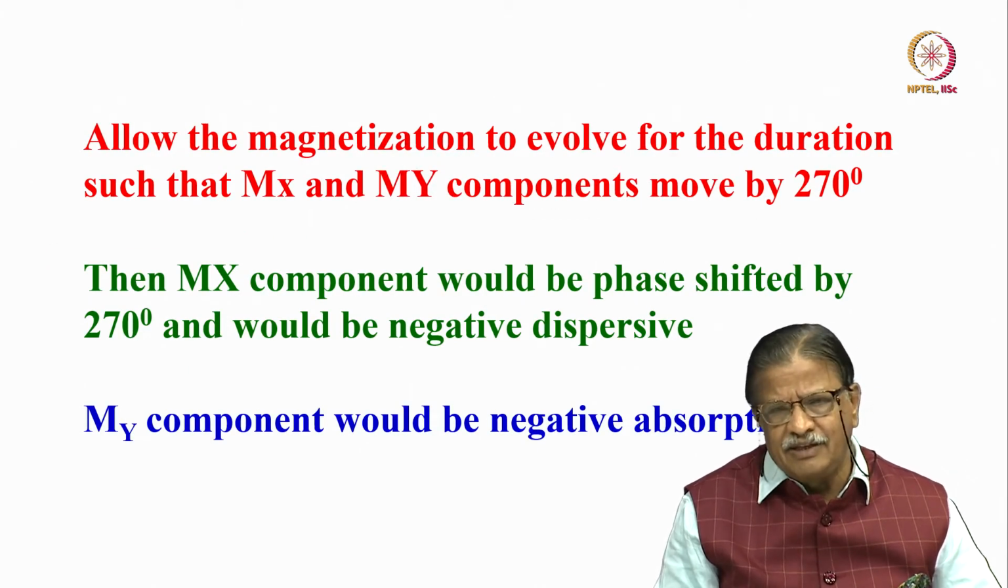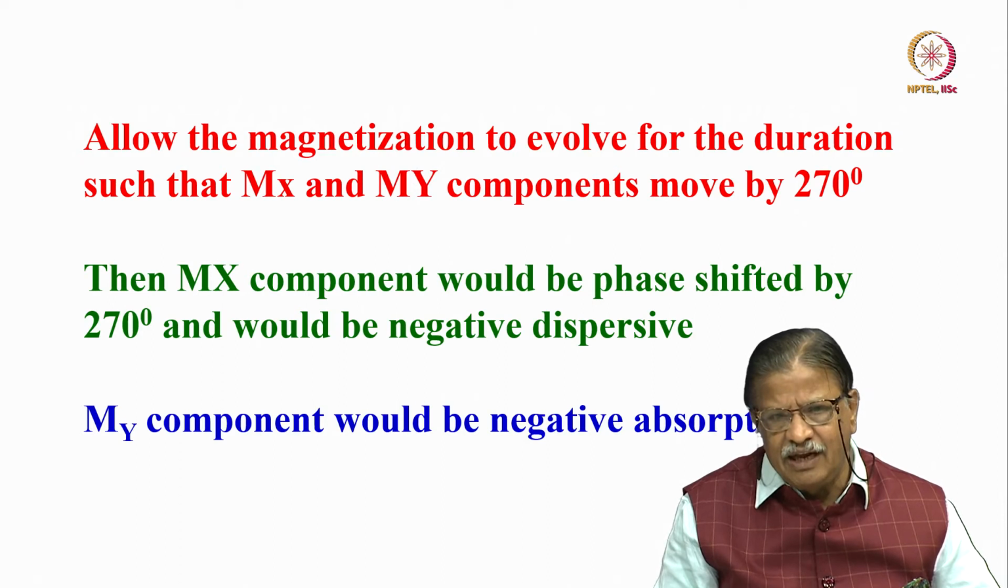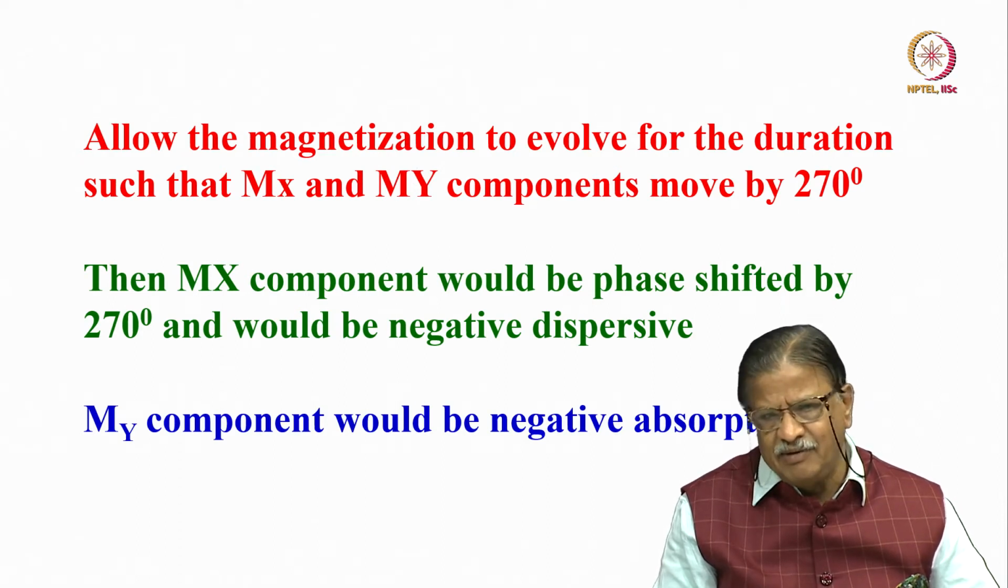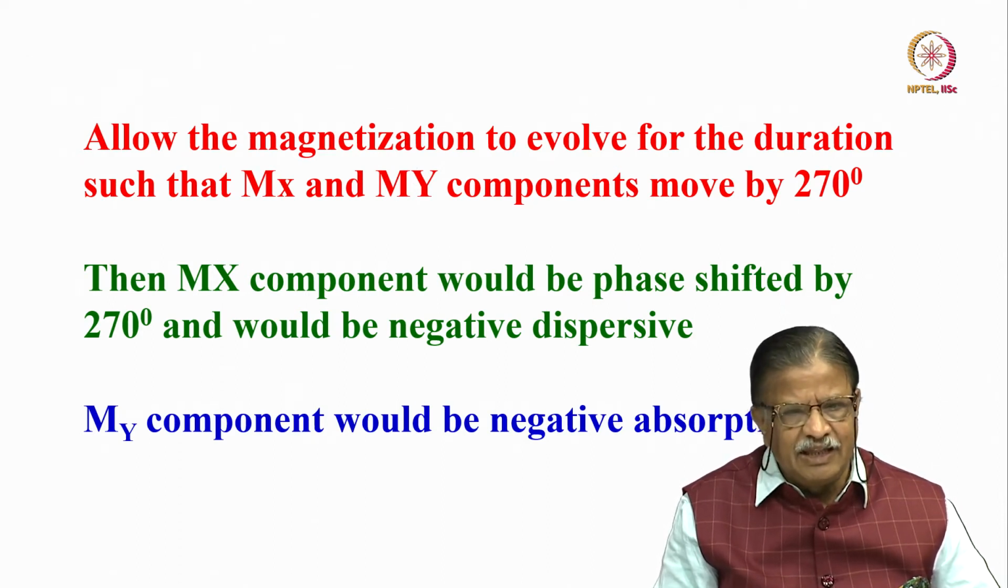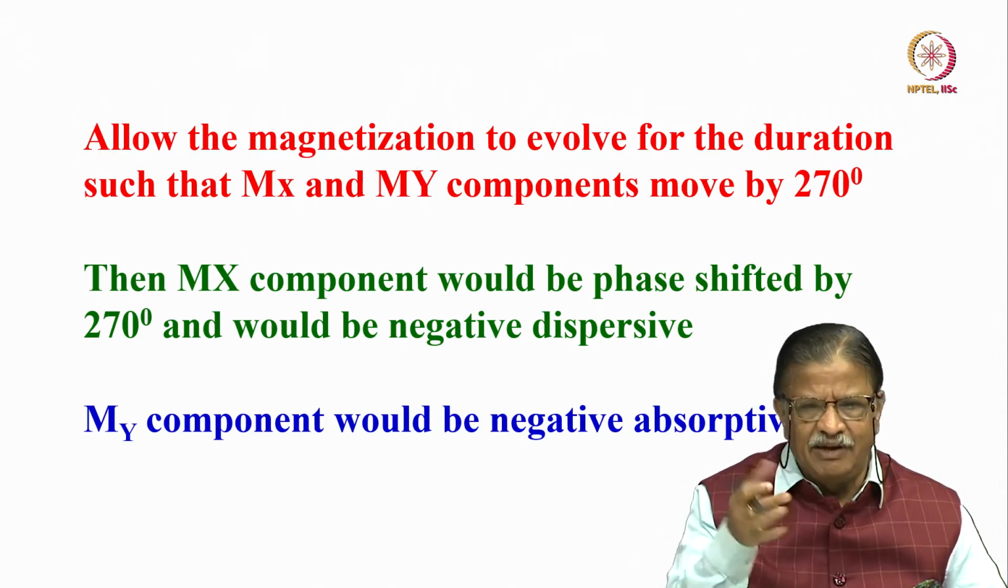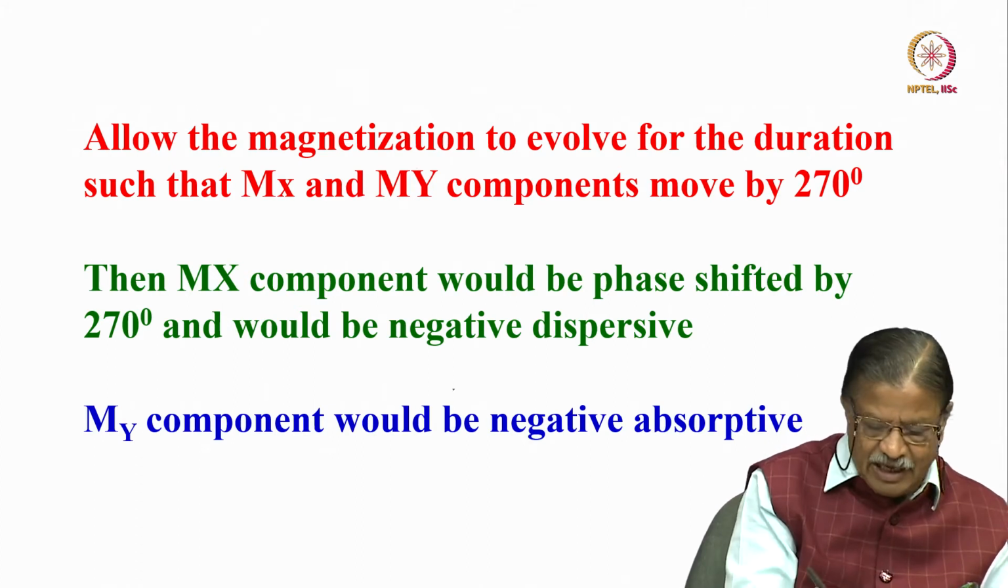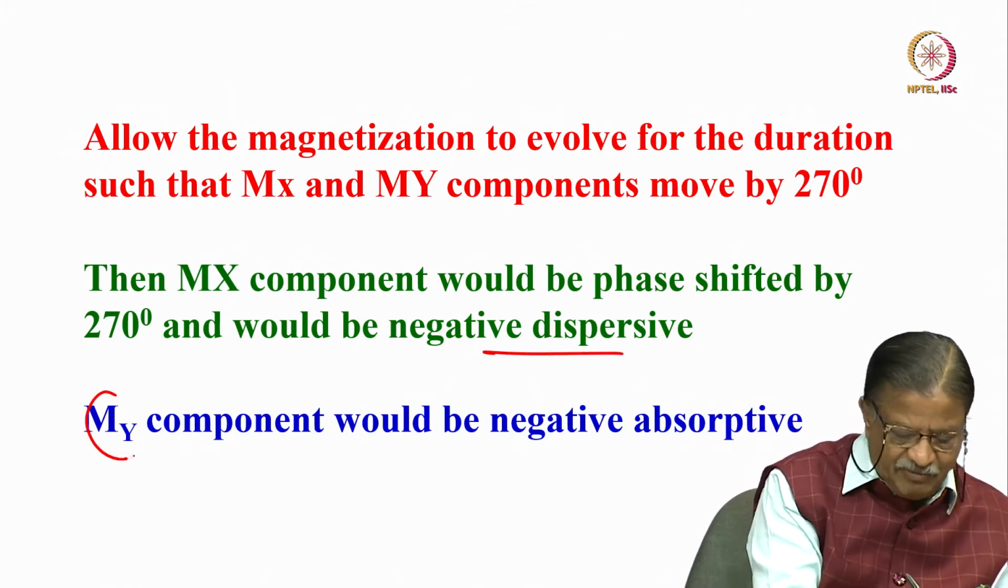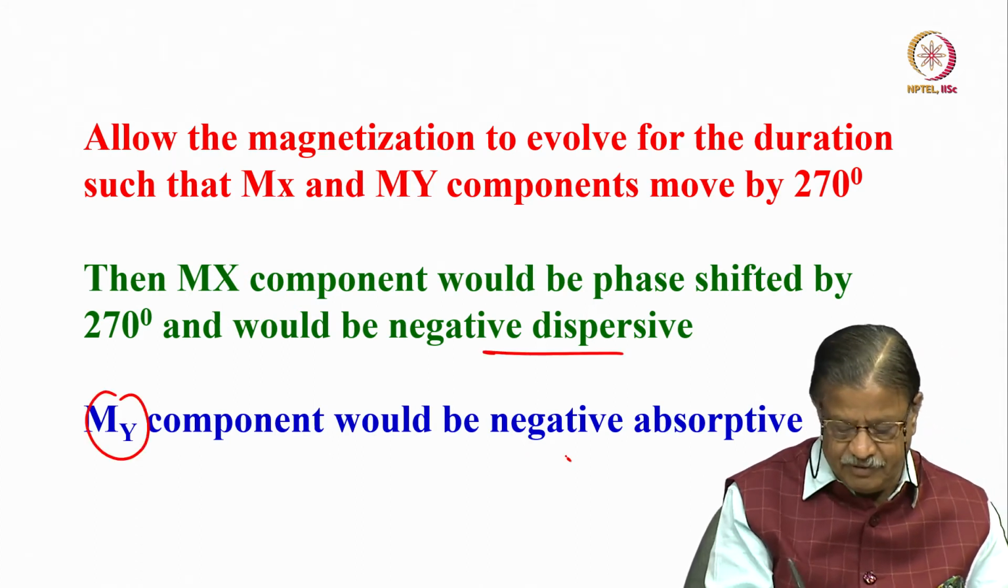Now allow the magnetization to evolve for 270 degrees. Then what is going to happen? Mx, My would be shifted by 270 degrees. They will have a negative dispersion. The Mx component will be negative dispersive and My component will be negative absorptive. This is what is going to happen.